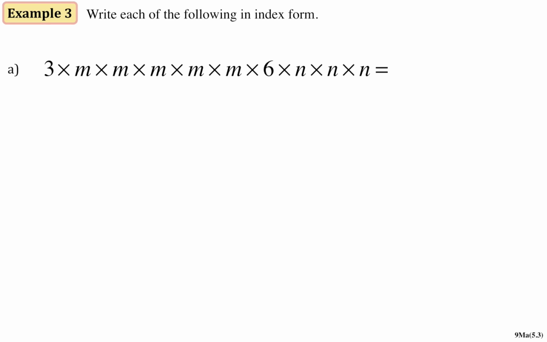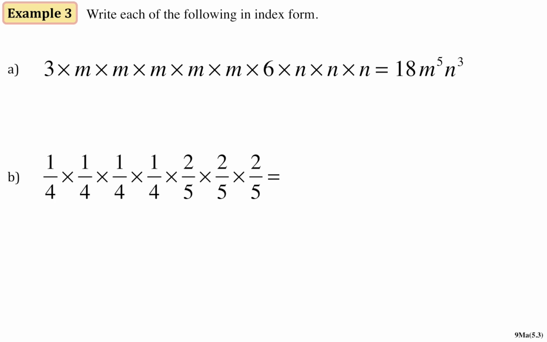Now example 3 says we've got to take the following and write it in index form. It's currently written in expanded form. So let's count how many m's I've got. 1, 2, 3, 4, 5. So I'm going to end up with m to the power of 5. The n's, 1, 2, 3. So I'll end up with n to the power of 3. And I've got the number 3 and the number 6. 3 times 6 is 18. So I'm going to write it as 18 because of the 3 times 6. The m's, I said there were 5 of them. The n's, I said there were 3 of them. There's the answer written in index form or power form.